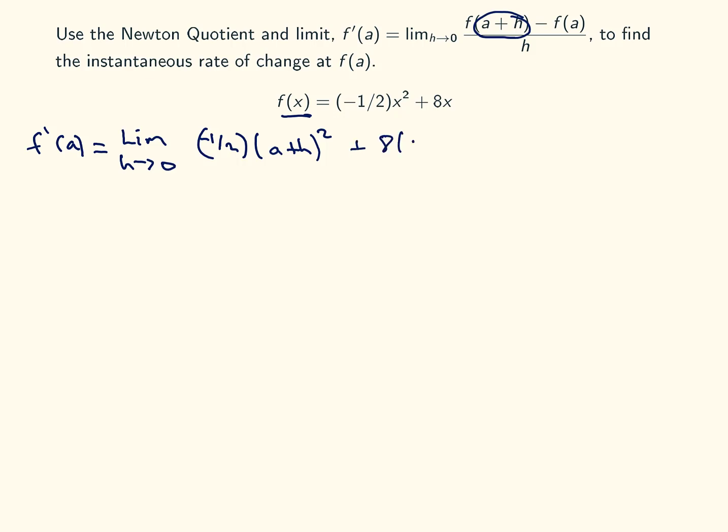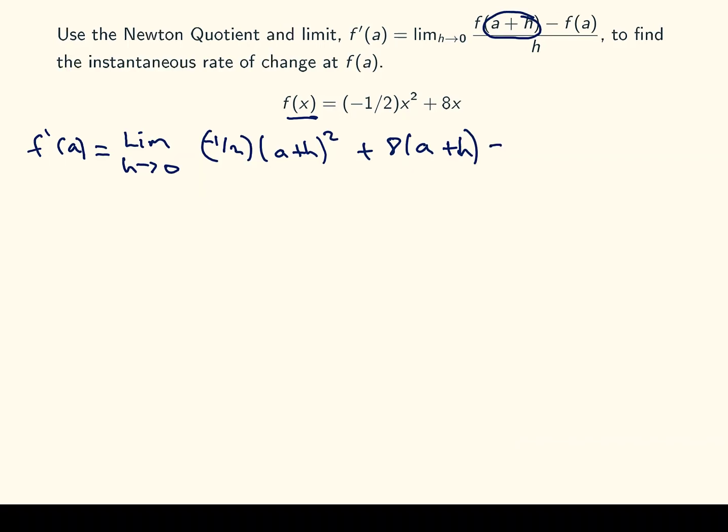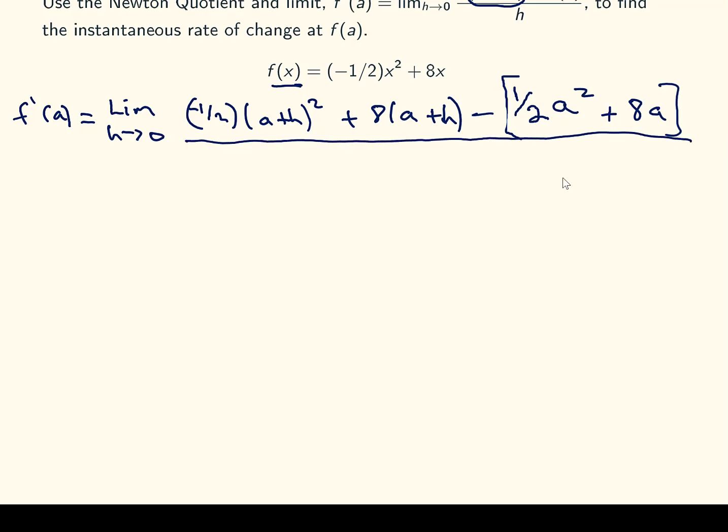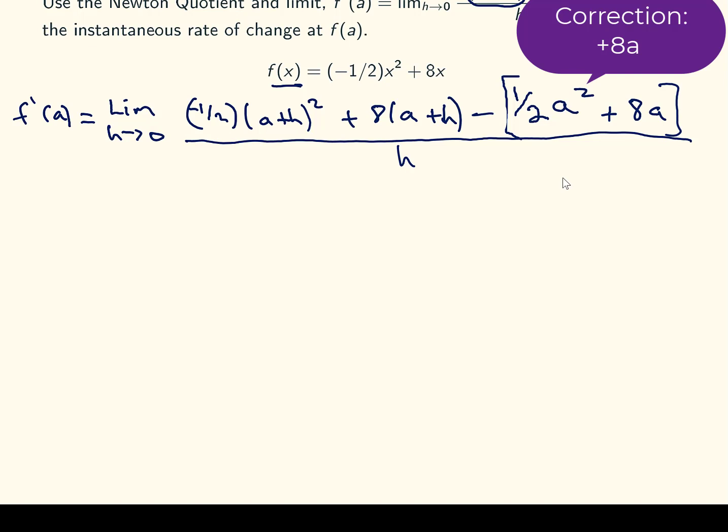plus 8(a plus h) minus, and I like to put it all in a bracket so I don't make a sign error, (negative 1/2 a squared plus 8a). And I'm going to divide the whole expression by h.